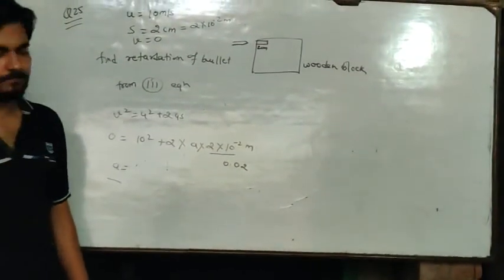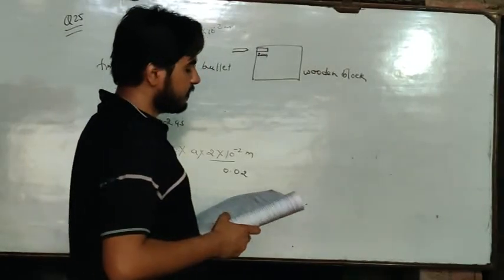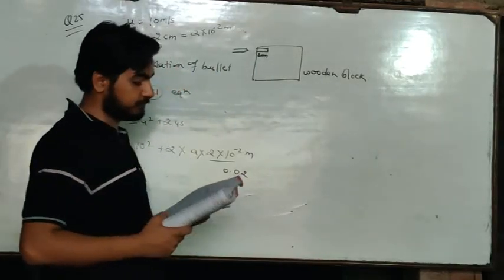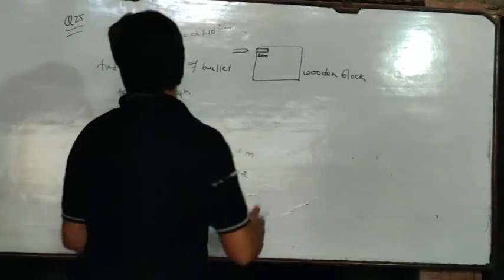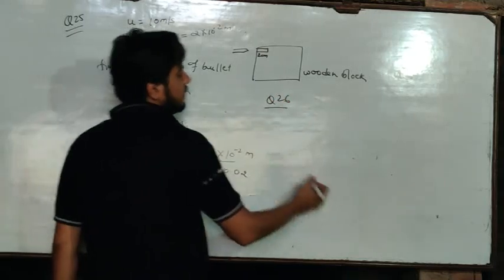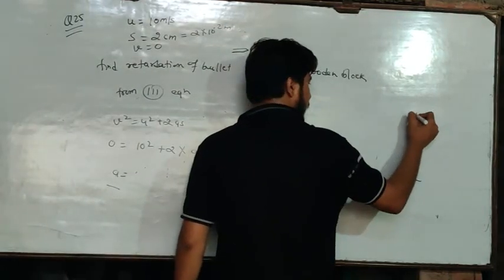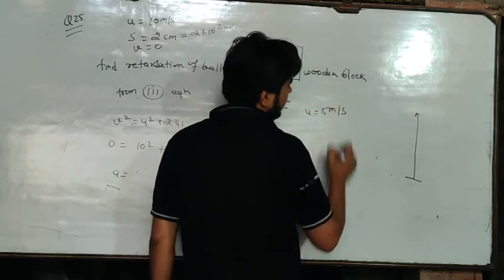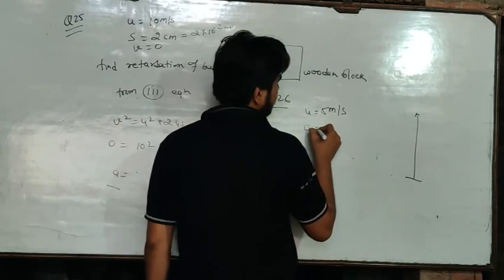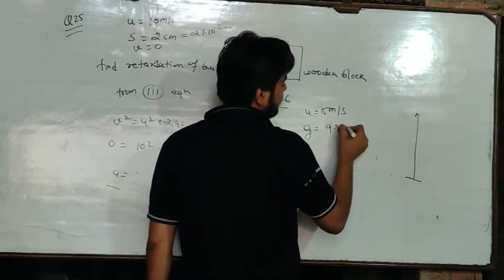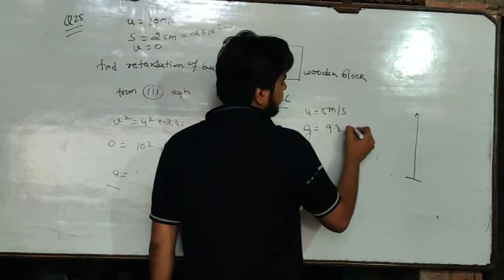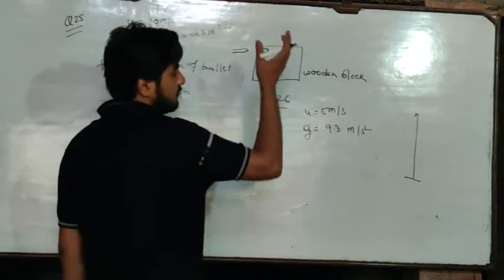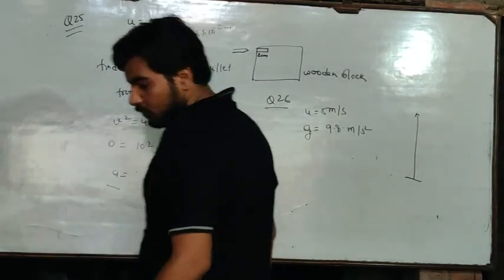A stone is thrown vertically upward with a speed of 5 meters per second. How much height will the stone reach before coming back to the earth? Here, we throw a stone upward, u is equal to 5 meter per second. Gravity is 9.8 meter per second square. We have to find the height, how much height the stone goes.